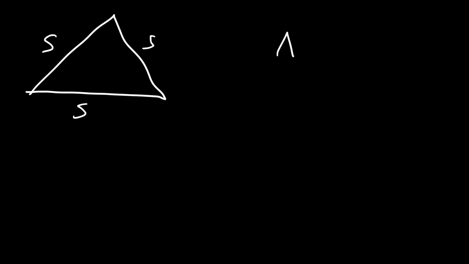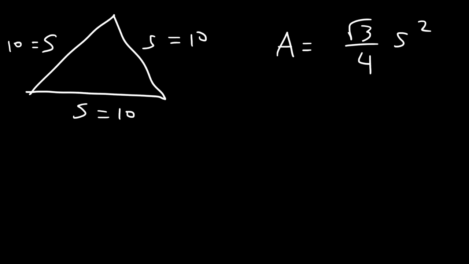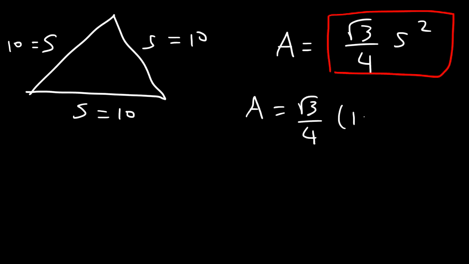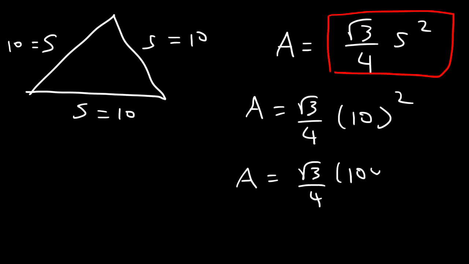Whenever you have an equilateral triangle, where all sides are the same, you can use this formula. The area is the square root of 3 divided by 4 times s squared. So in our example, s is 10. So if you know this formula, you could just go ahead and use it to get the area. Just plug in the length of the side. So it's root 3 over 4 times 10 squared. 10 times 10 is 100. And 100 divided by 4 is 25. So this will give us the same answer, 25 square root 3.